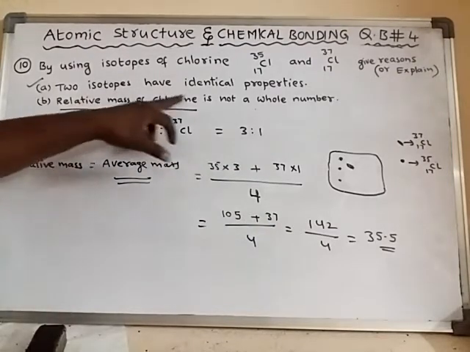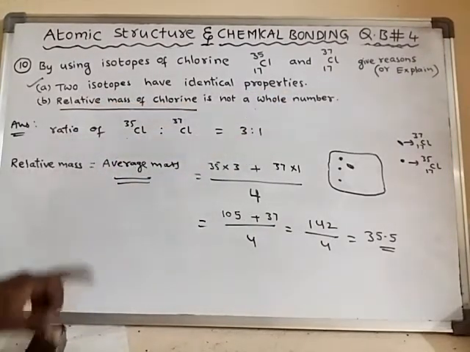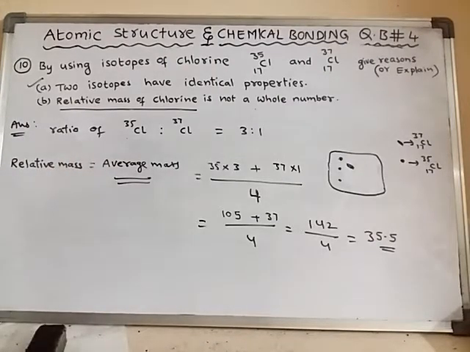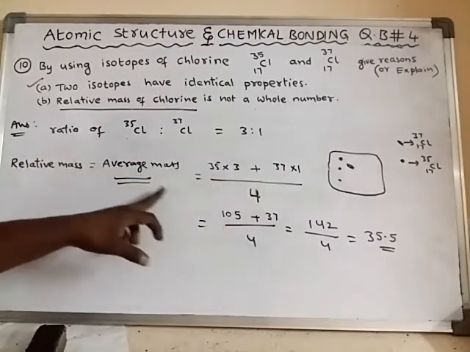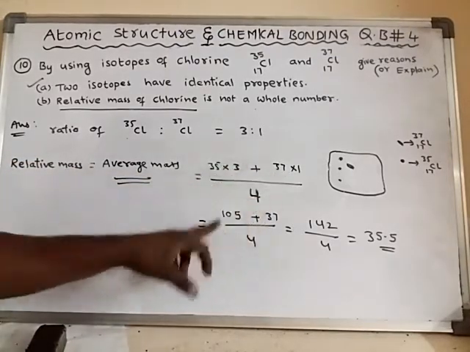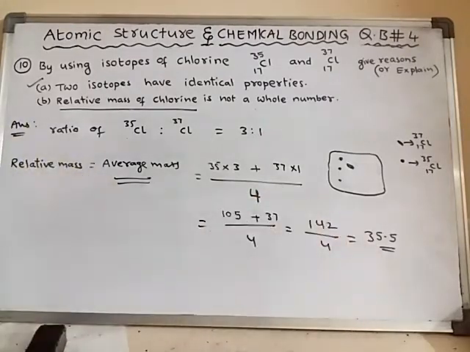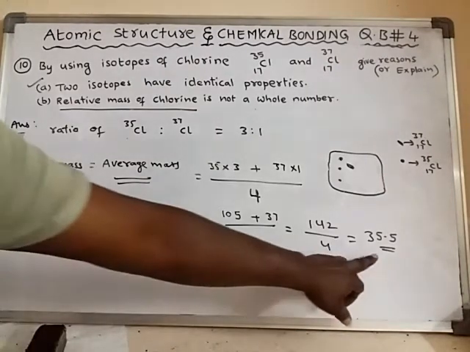So the relative mass of chlorine is not a whole number. What is the reason? Due to the presence of isotopes. As isotopes have different masses, hence the relative atomic mass of chlorine is not a whole number. If you take the average of the mass of all the atoms, you will get some value, and that value won't be a whole number. It will be in decimal form.